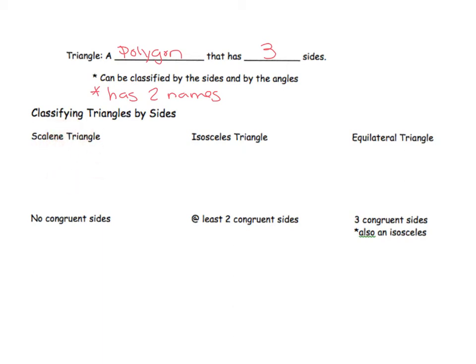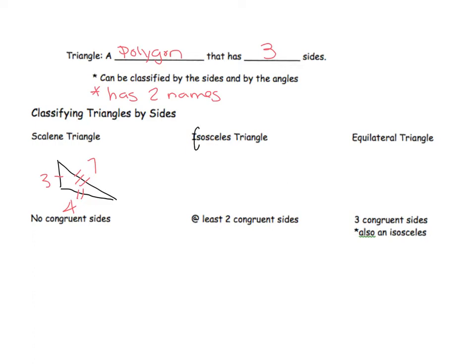First thing that we have is called a scalene triangle. And a scalene triangle would look something like this. And what's significant about it is that no sides are congruent. They're all absolutely different values. That's 3, that's 4, that's 7. Okay, all different sides. Then we move on to the isosceles.